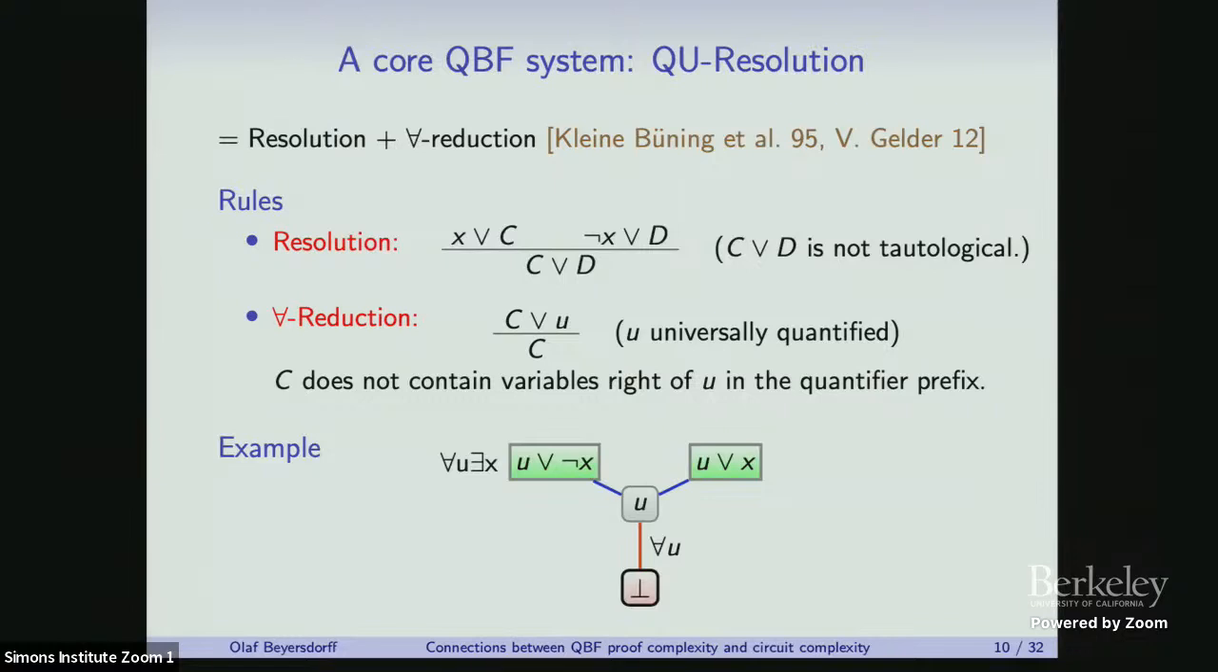Here's a simple example. Suppose this is your formula and you want to refute it. It's a false formula. You want to refute it in QU resolution. So you do a resolution step on X here. Then you've got a unit clause U, which by this universal reduction, you can just drop the U and get to the empty clause, thereby demonstrating that this formula is false.